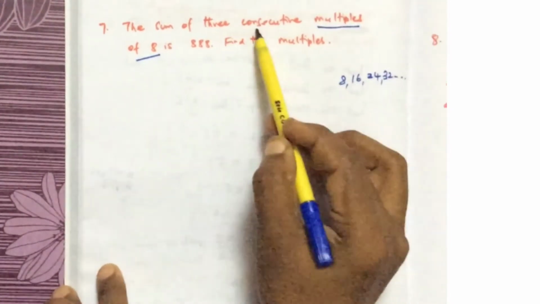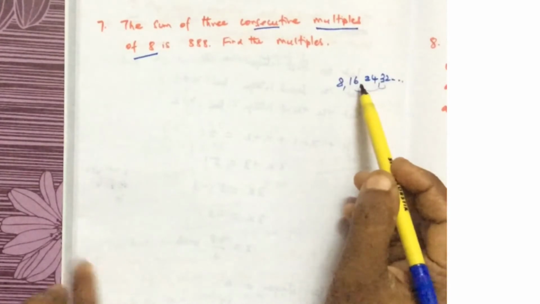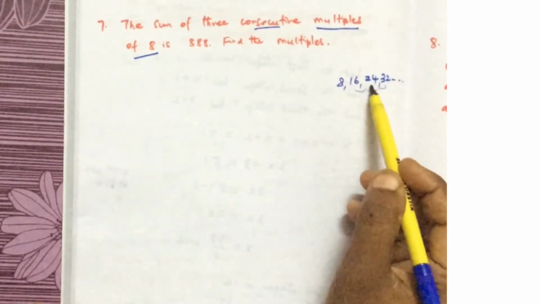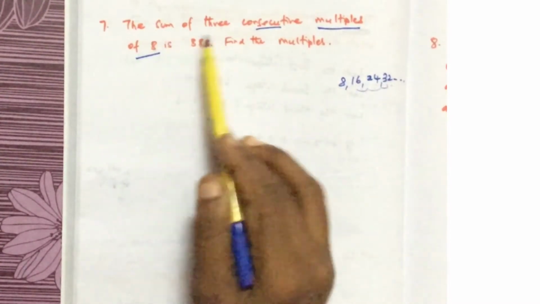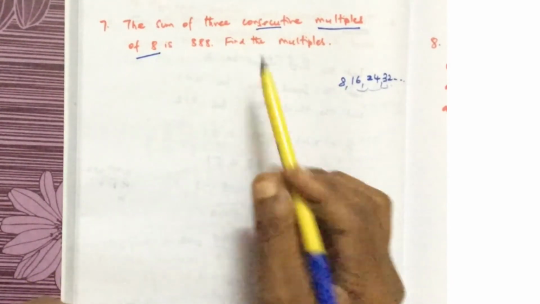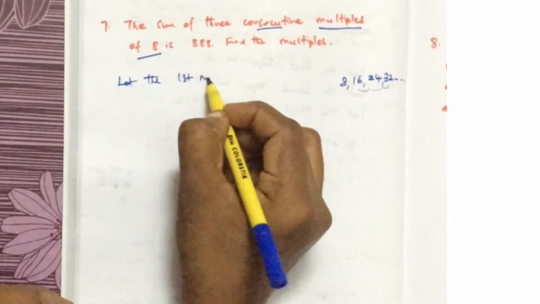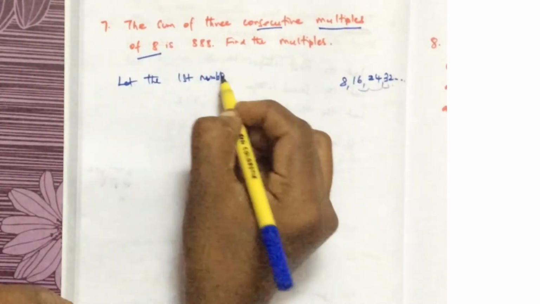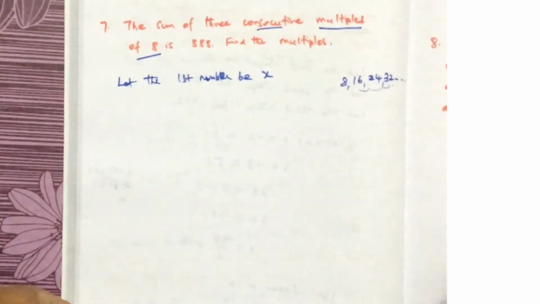Now what does consecutive mean? The nearby numbers are called consecutive. What is the consecutive number of 16? It is 24. The consecutive number of 24 is 32. The word consecutive means next to next numbers. So 3 consecutive multiples of 8 add up to 888. So I am taking, let the first number be x. It may be anything out of this series. Let the first number be x.